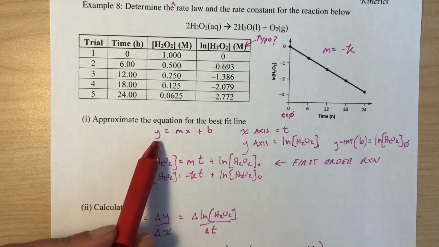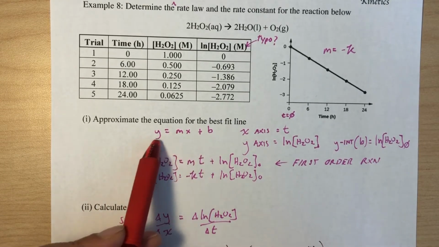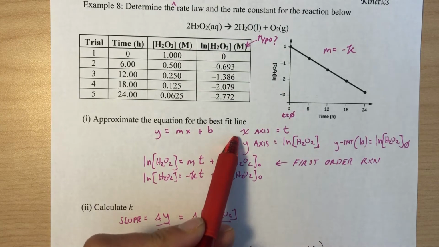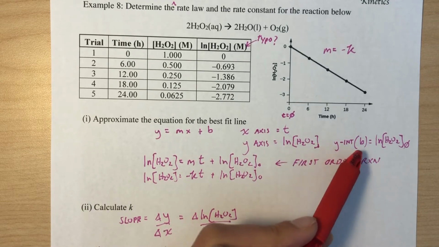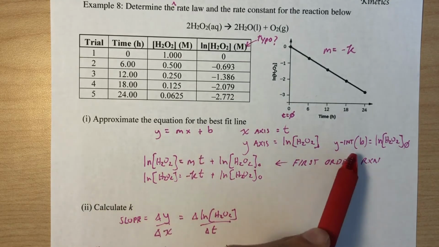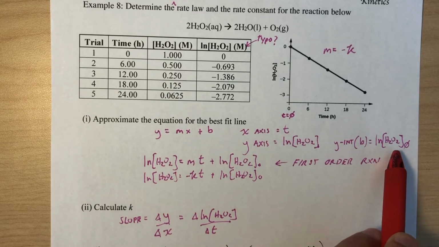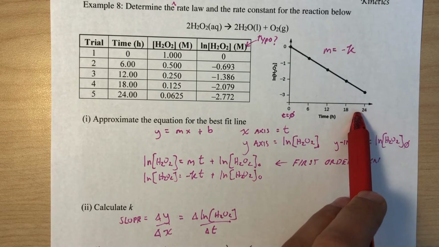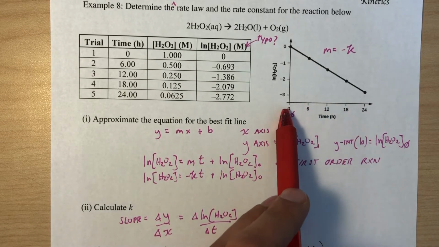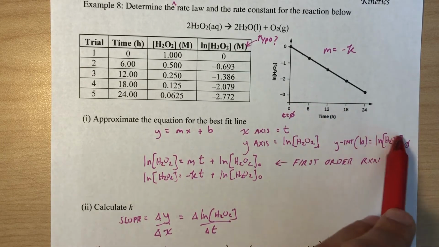Well, the equation for a linear line is y equals mx plus b. Our x-axis is t. Our y-axis is the natural log of H2O2, which means our y-intercept, b, for our linear line, is going to be the natural log of H2O2 at time 0. Because if we take our x-axis and we go all the way to the left, that's at time 0. So that gives us another data point.